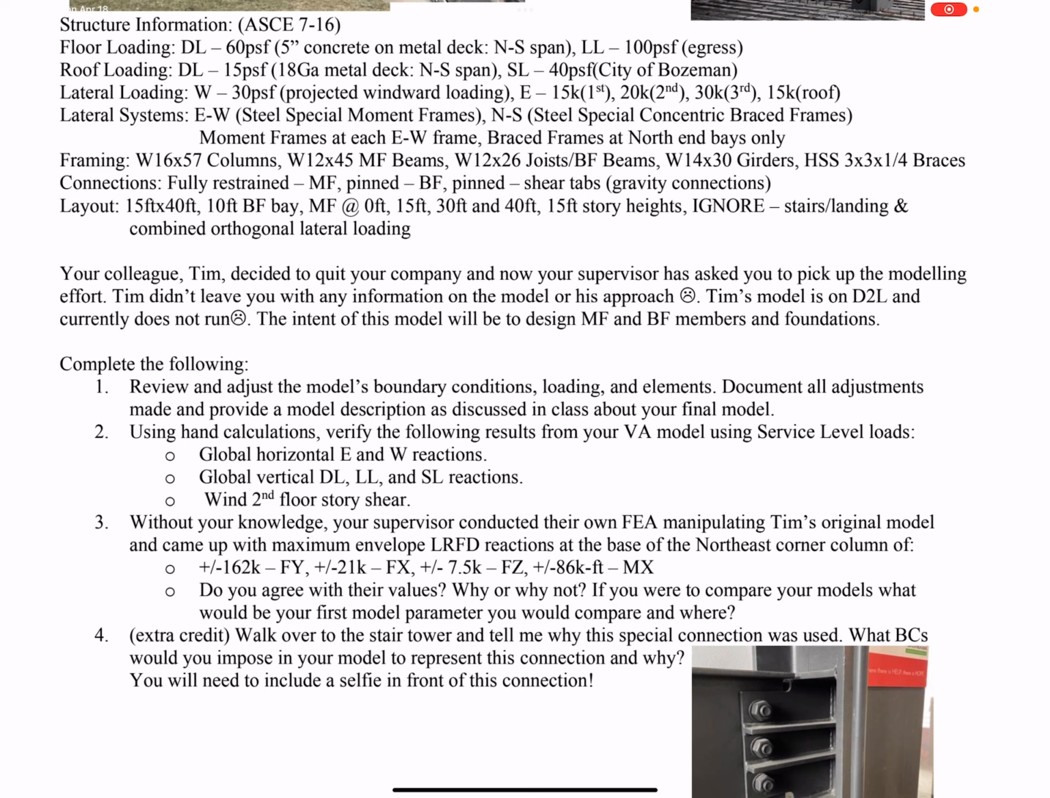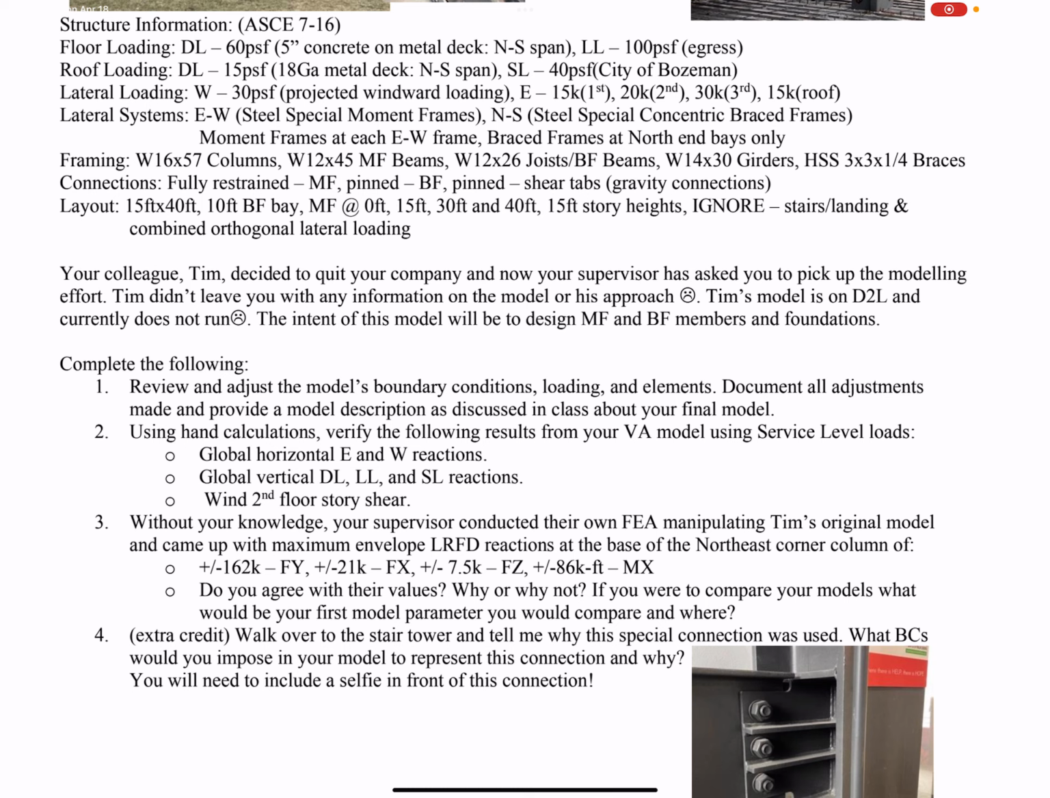Do you agree with their values? Why or why not? If you were to compare your models, what would be your first model parameter you would compare and where? Right? So you say, okay, this is what I got. Well, shit, this is what I got. These are different. If you opened up these two models, what would you look at, right? What would you look at to compare these to see, okay, something's different, right? What's a parameter that you would use, and where would you say, look at that parameter?